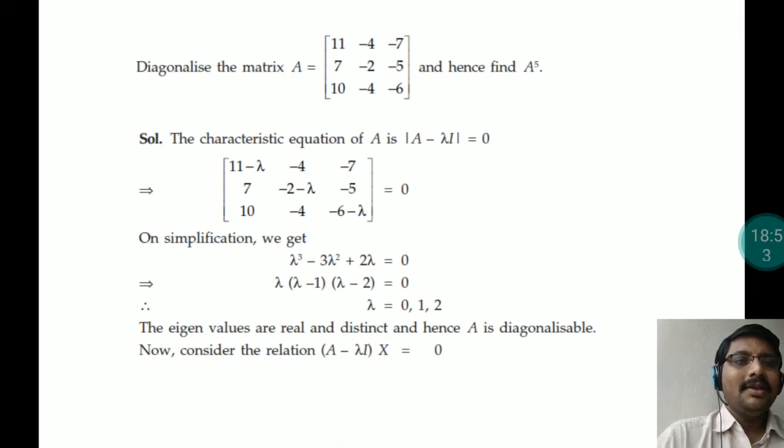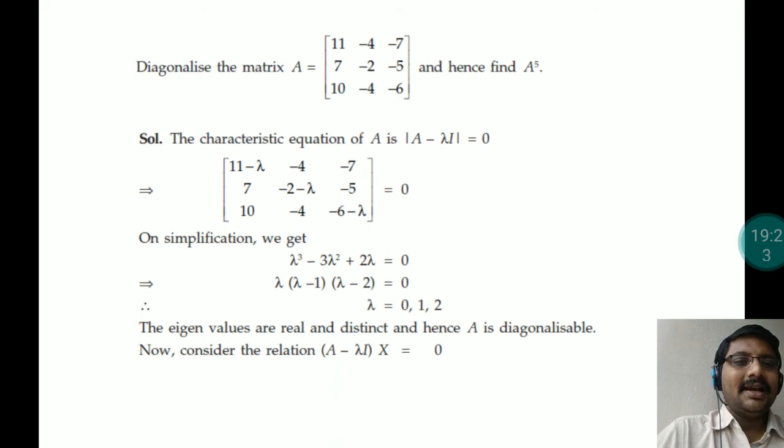For this, we have to consider the characteristic equation, that is, the determinant of A minus lambda I equal to 0. So obtaining the determinant, just subtracting lambda from the principal diagonal elements of A, the determinant is equated to 0. On simplification, we will get the lambda values 0, 1, 2. These are the eigenvalues. The eigenvalues are real and distinct, hence A is diagonalizable.